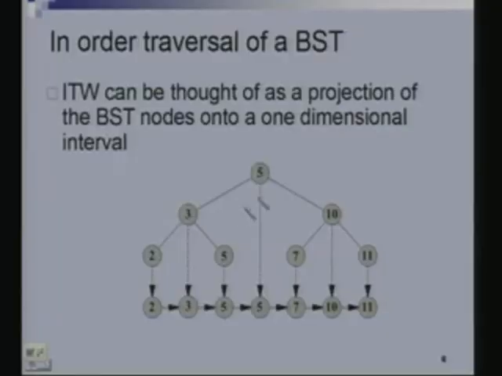Now suppose I give you a binary search tree, and I do an in-order traversal of this binary search tree. Now what does in-order do? First the left, then this node, then the right. So suppose all I do when I visit a node is print out the key. Suppose that's what my traversal procedure is.